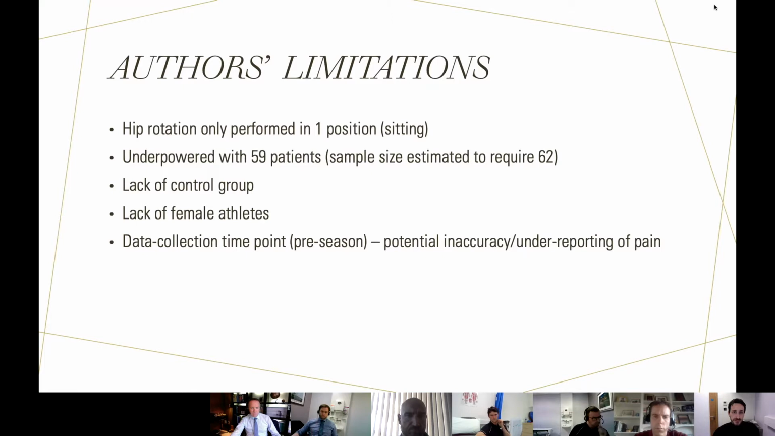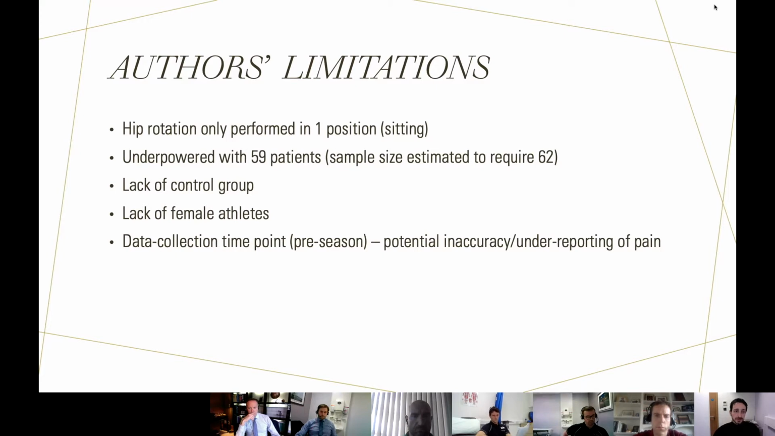The limitations, as described by the authors in the paper: the hip rotation was only performed in one position, this being the seated position. The study was underpowered. There were only 59 patients included, where the sample size estimated a required sample of 62.